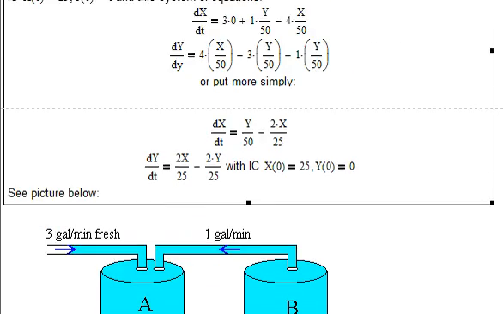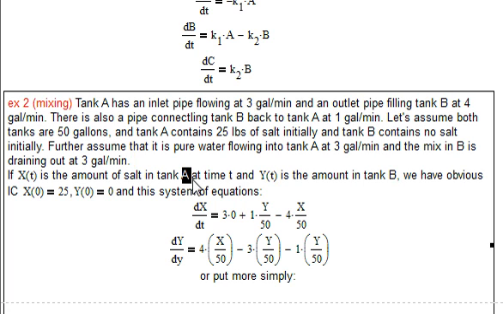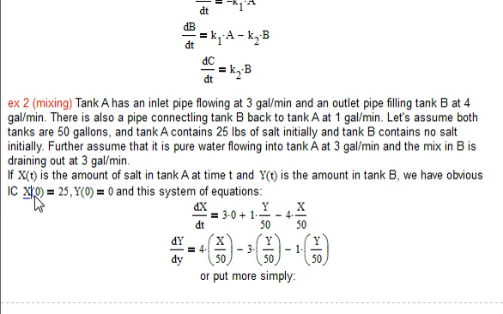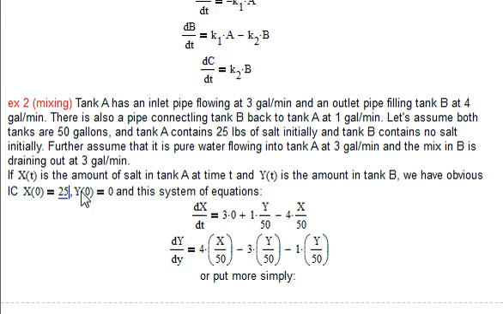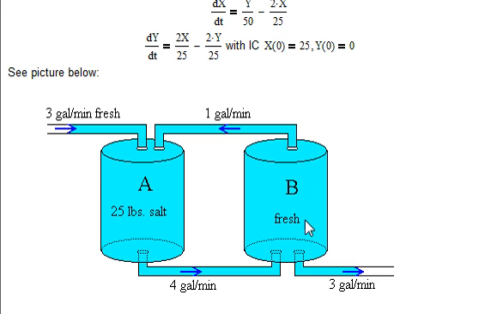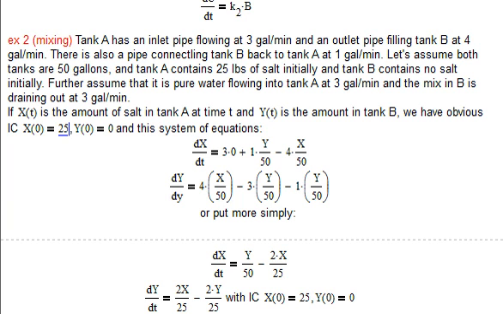So anyway, X of t is the amount of salt in tank A at time t, and Y of t, we'll call that the amount of salt in tank B at time t. And we have obviously an initial condition, X of 0 is 25. Remember why that's so? Started off with 25 pounds of salt in there. And Y of 0 is 0. Remember why that's so? Because we start out with fresh water, that means no salt. That's our initial condition. But now check out our system of equations.